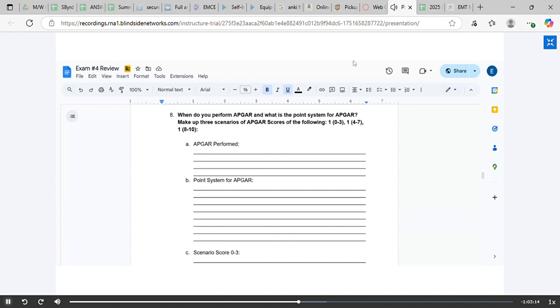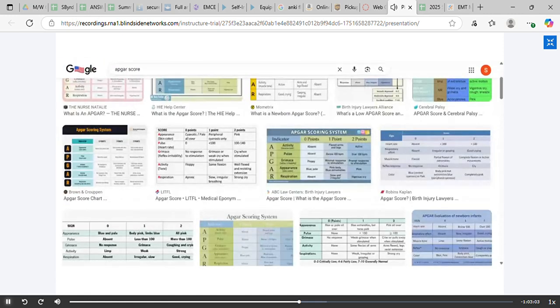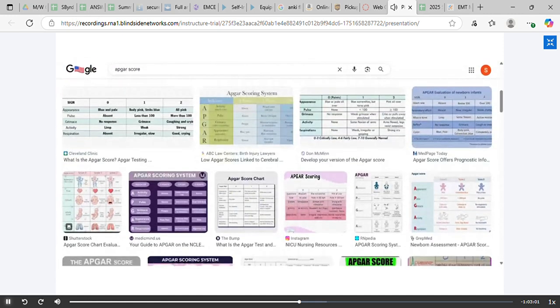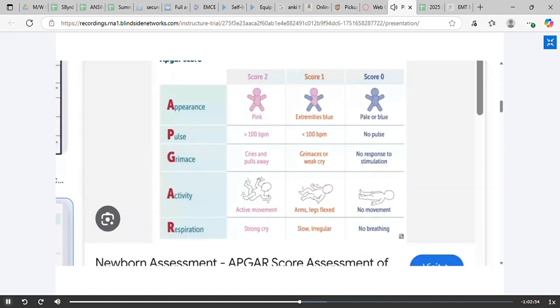And let's see here. Let me find you a good picture of the APGAR score. Is it this one that I like? Yeah, that's a good one.